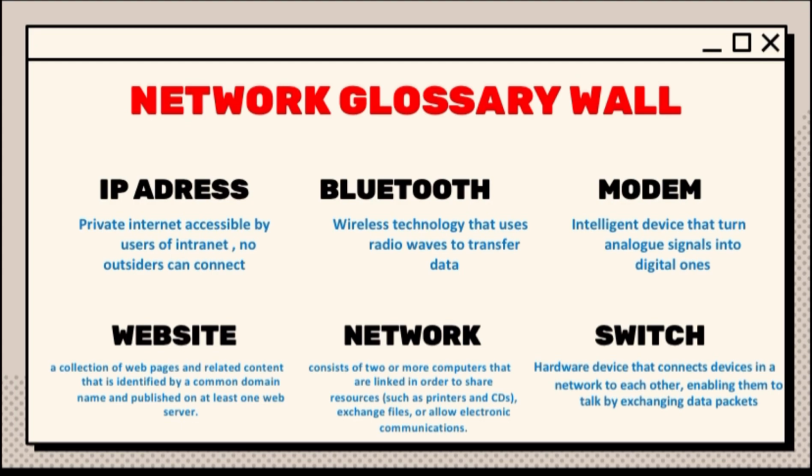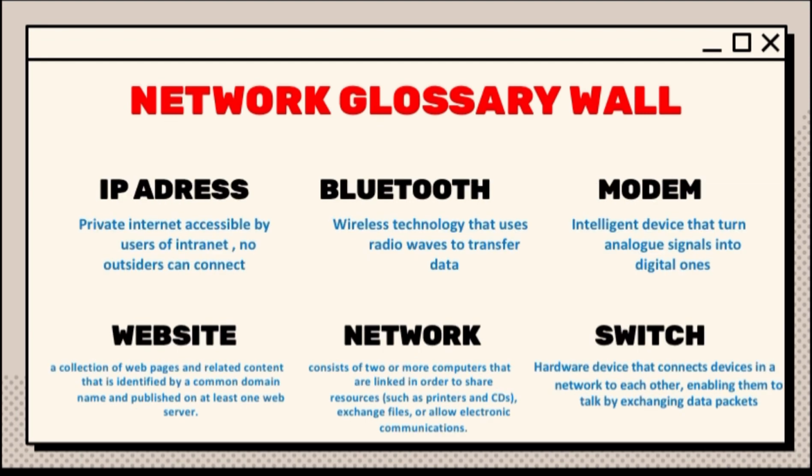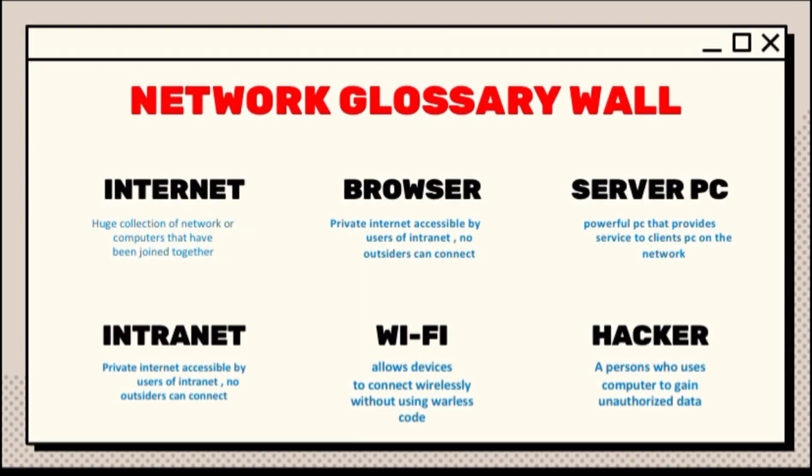And the other terms I have put in this glossary wall are internet, intranet, in order to distinguish them from one another, browser, Wi-Fi, server PC, hacker, IP address, website, Bluetooth, modem, switch. Let's take one for example and see the definition. For example, modem. Modem is an intelligent device that turns analog signals into digital ones, and the same kind of definition, which is short and explains it clearly, is given for all the other terms I've chosen.